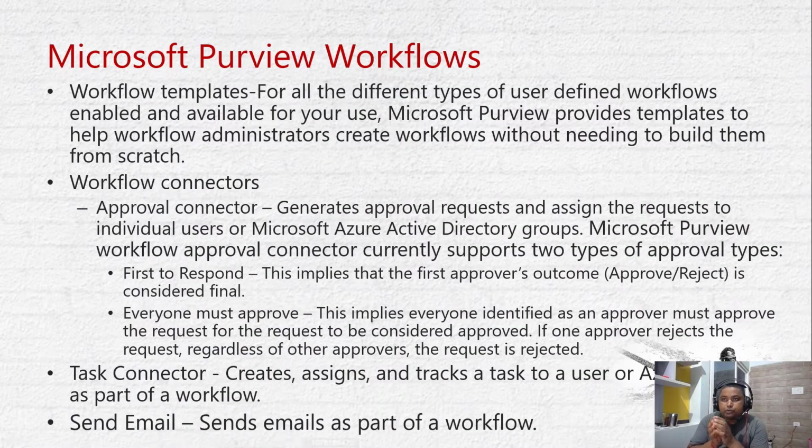Microsoft Purview also provides workflow templates, and right now there are two types of template. One is the data governance template, one is the data catalog template, and there are three connectors being provided right now. The approval connector triggers an approval mechanism, and there are two types of approval: first to respond, and everyone must approve. The task connector creates a task and assigns it to a user for doing a certain manual operation. In this case, we have to manually assign some access to some storage or data source. And send email is another connector, which is used to send an email. We will see all three.